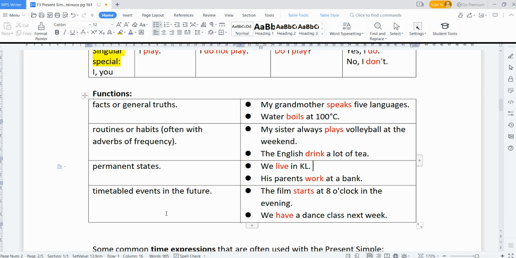Okay. Next, we use present simple to tell about timetabled events in the future. Events yang akan berlaku pada masa hadapan, tapi we already know when it is going to happen. Kita dah tahu dah bila nak berlaku. Okay, for example, the film starts at 8 o'clock in the evening. Okay, filem itu akan bermula pukul 8. We have a dance class next week. Okay, it's timetabled, but you know it already. So you say we have a dance class next week.